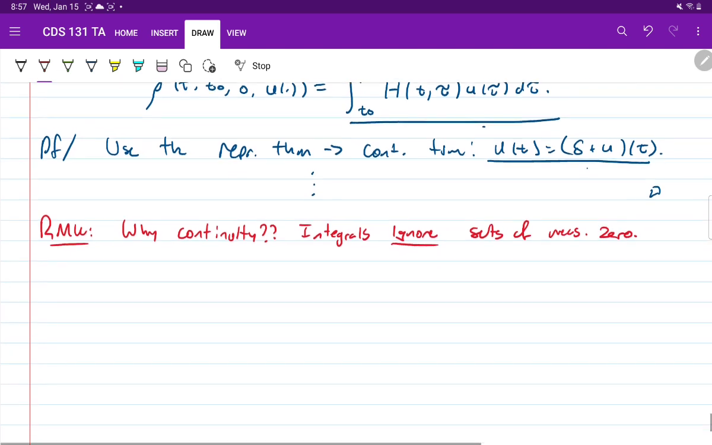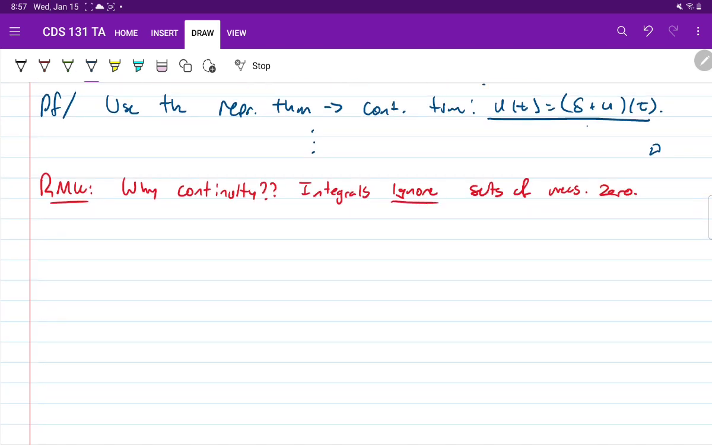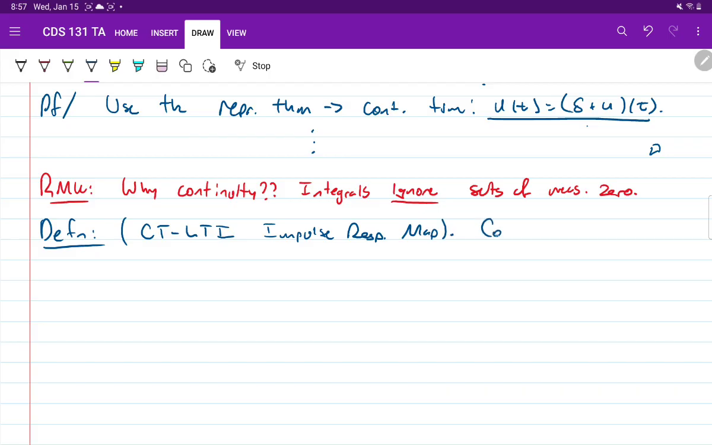So just like the discrete time case, I'm going to finish things up by specializing to the time invariant case. So, definition: continuous time LTI impulse response map. Consider a continuous time LTI system with impulse response map H, which takes in two arguments, on R cross R.